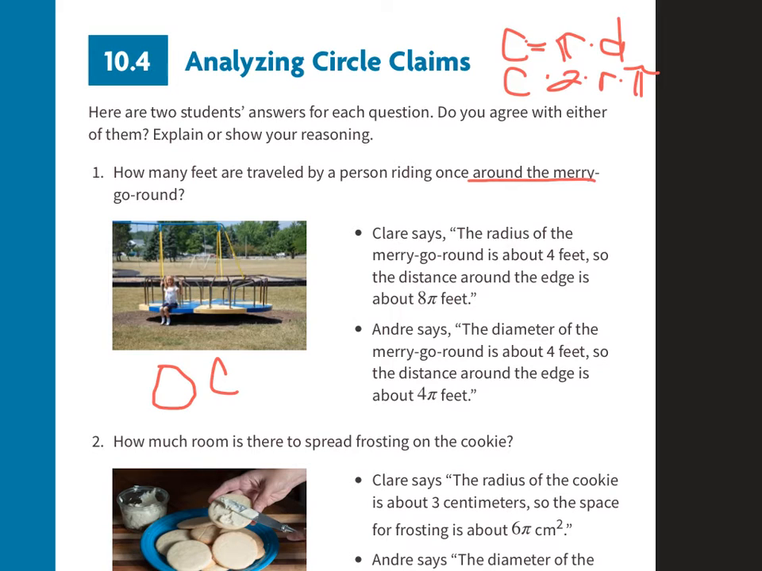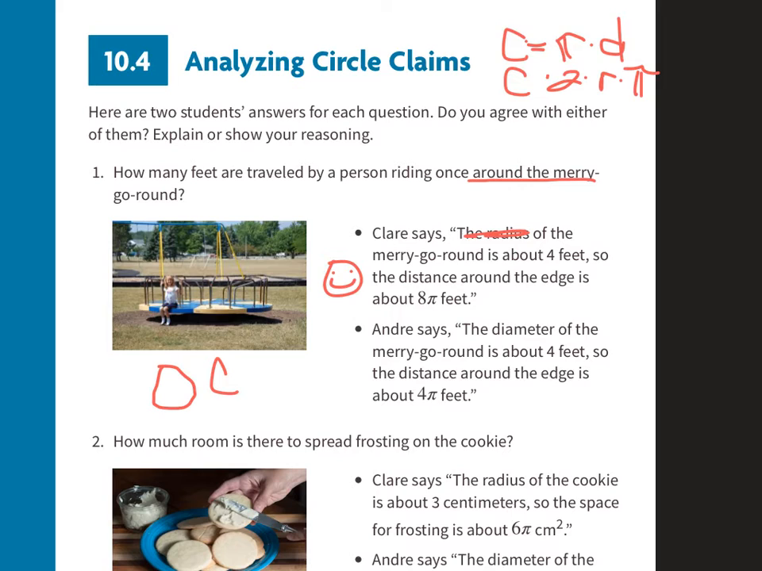Claire says the radius of the merry-go-round is about 4 feet, so that distance around the edge is about 8 pi feet. So she took 4, that's the radius. She multiplied that by 2 to get the diameter. 4 times 2 is 8, and then 8 times pi is 8 pi. So Claire's right. We'll put a smiley face for Claire.